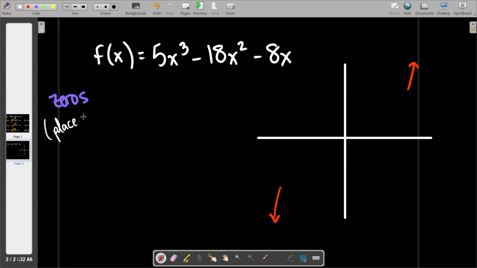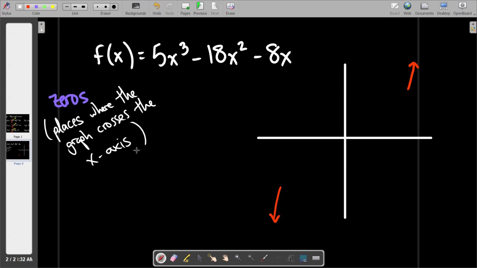And zeros is a fancy term for places where the graph crosses the x-axis. Think about this for a second. Like, and I'm just going to make this up, so don't write what I'm about to write. But if someone walked in here right now and said, oh, by the way, the graph crosses the x-axis right here and right here and right here.